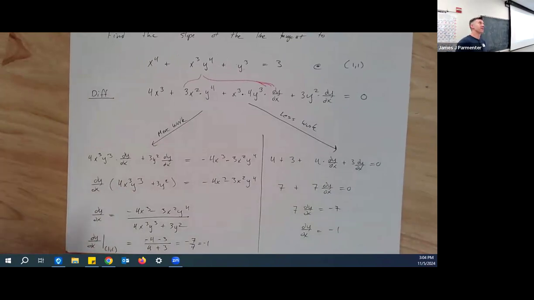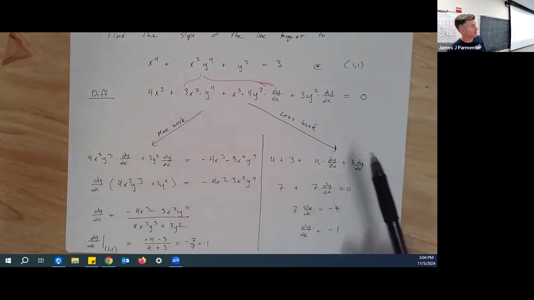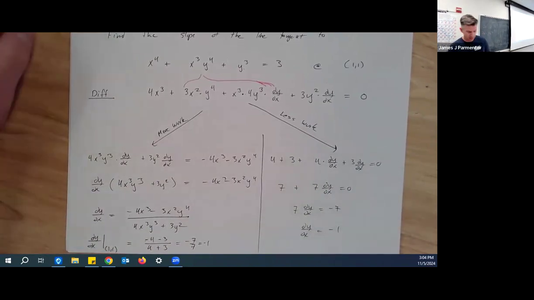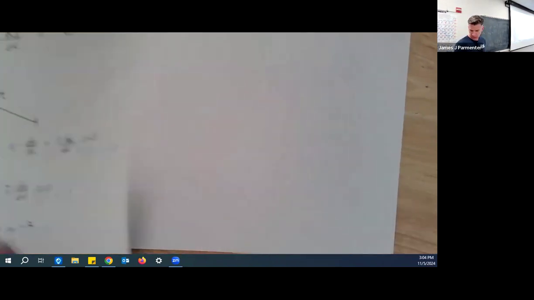Actually, I should say either way is totally fine, but obviously I think this is the better way of doing it. Okay, it's 304. All right, so that's kind of the whole gist of implicit differentiation. You got some x's and y's mixed up together, you take the derivative of the whole thing, and then at the end of the day, you solve for y prime.